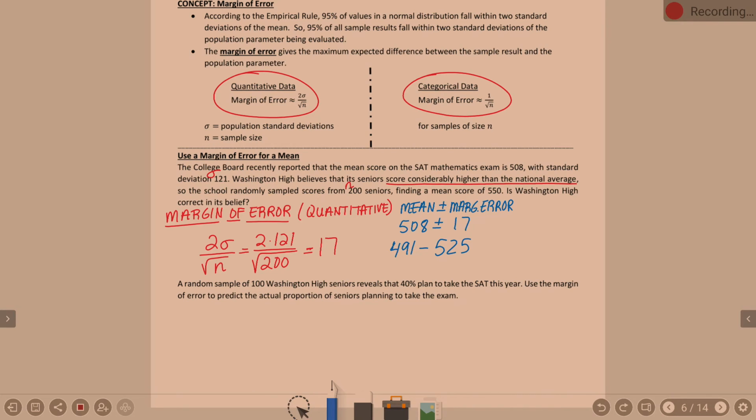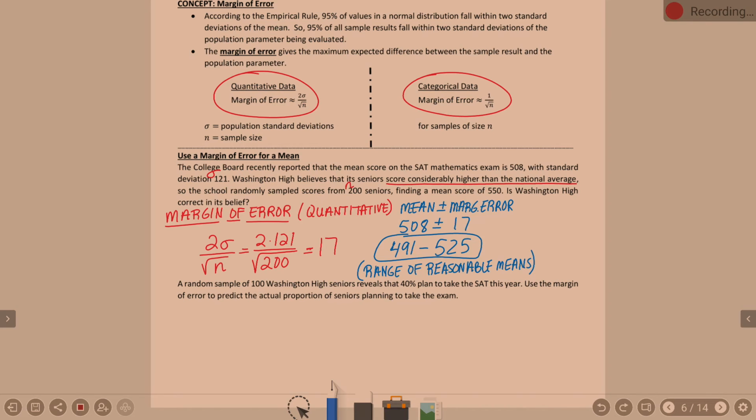Okay, so I'm going to call this my range of reasonable means. In other words, it's in that acceptable margin of error.